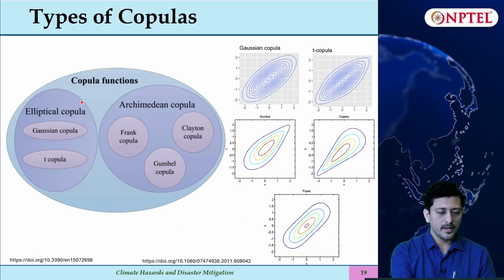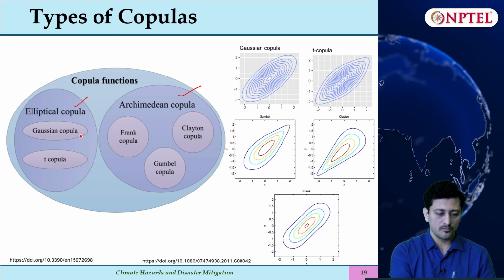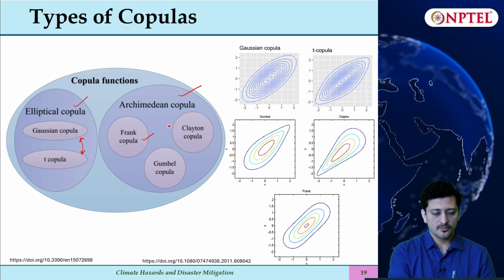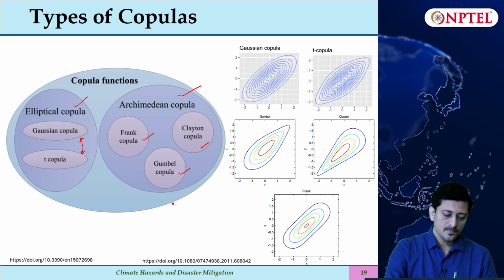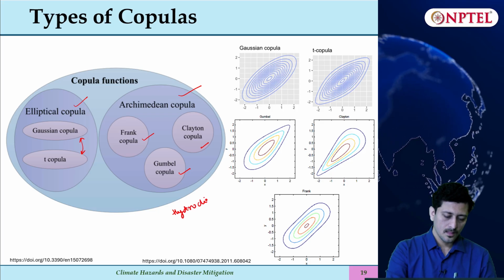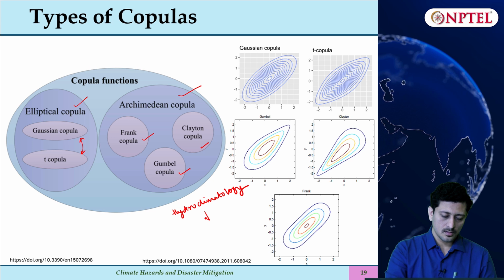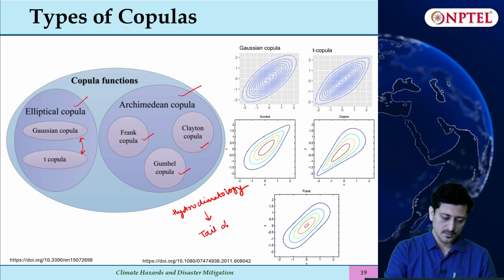There are two main categories of copula: elliptical copula and Archimedean copula. Elliptical copula involves Gaussian and T copula, while Archimedean copula involves Frank, Clayton and Gumbel copula. In hydroclimatological studies, Archimedean copulas are widely used because they can easily model the tail dependence between the extremes.